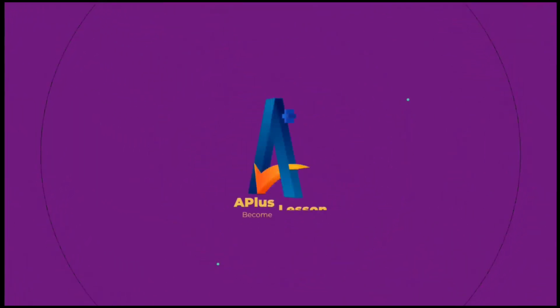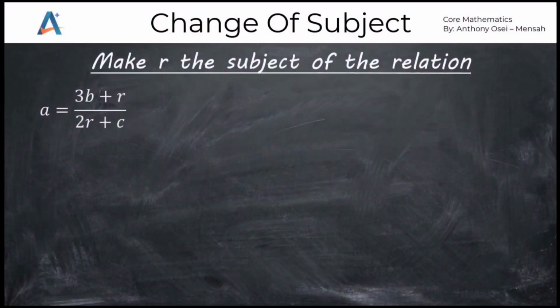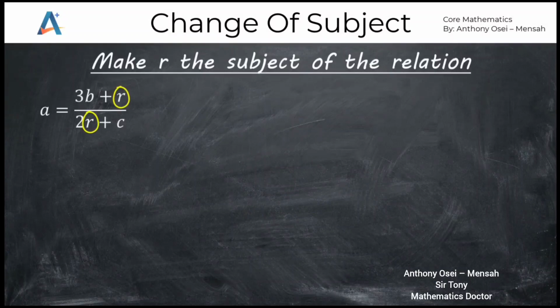Thank you very much. Now in this question, it reads, make r the subject of the relation a is equal to 3b plus r, all divided by 2r plus c. We are supposed to make r the subject. So this is clearly a change of subject question under algebra. Now watch something here. I have told you that before you make a variable the subject, you have to be able to observe the question and make some deductions from the question.